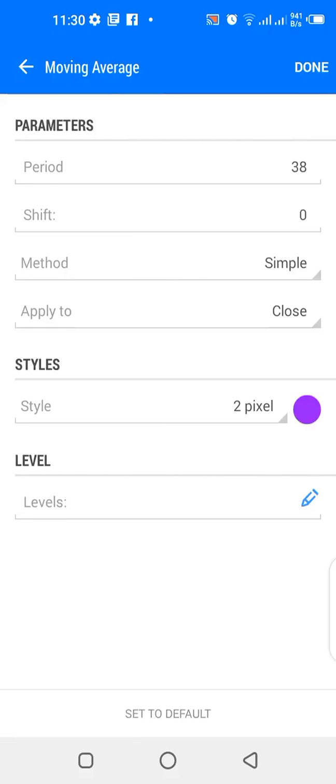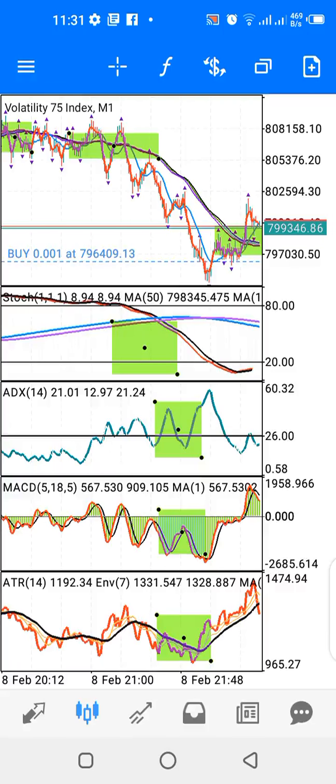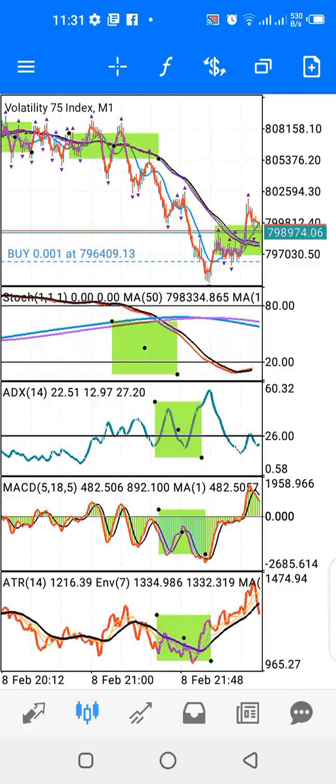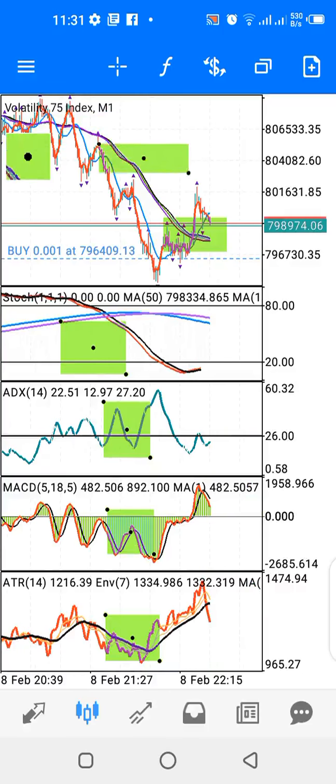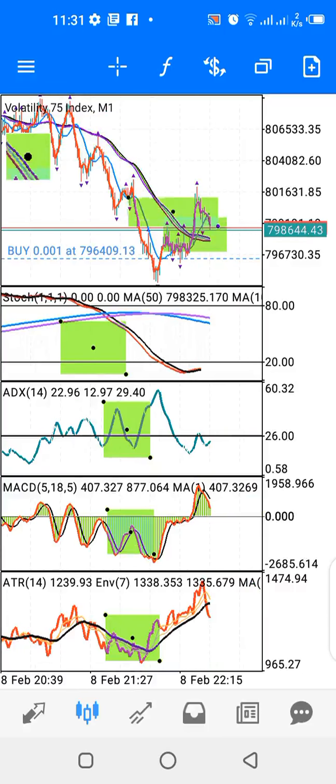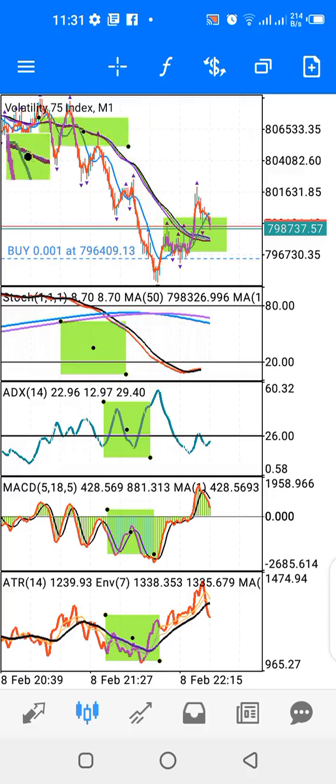And then we have 38 period, simple, apply to close, shift is 0, purple. These 3 lines, the purple, the black, and the green, are the lines for the crossover. I'm talking about this line where you have the crossover of the blue and the red line above or below it to determine buy or sell signal.